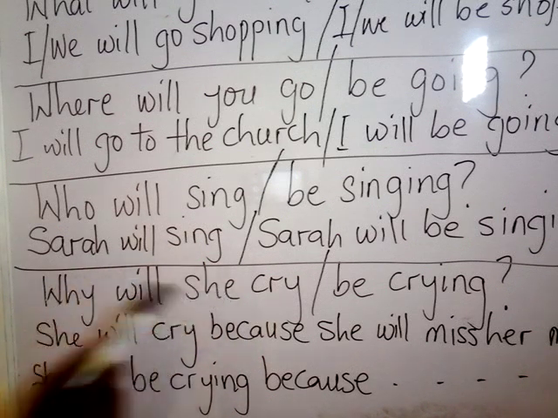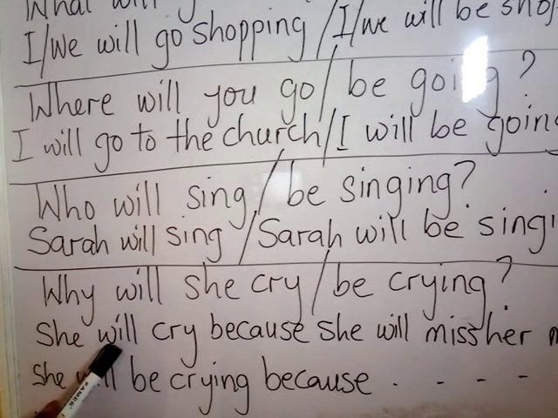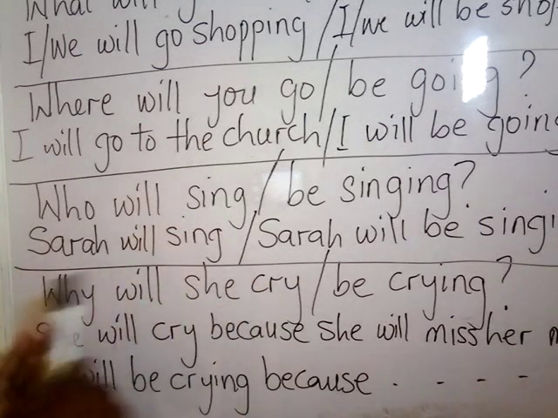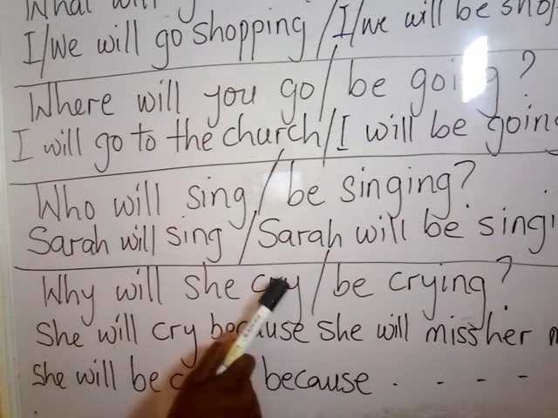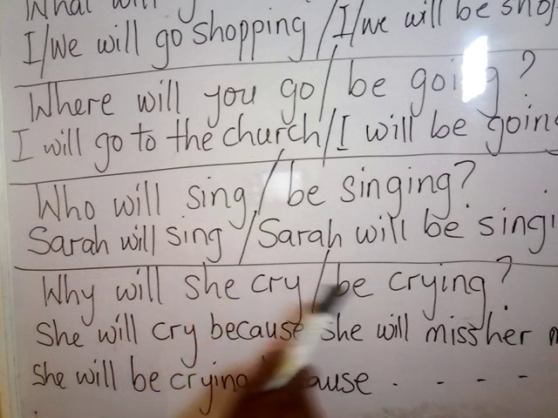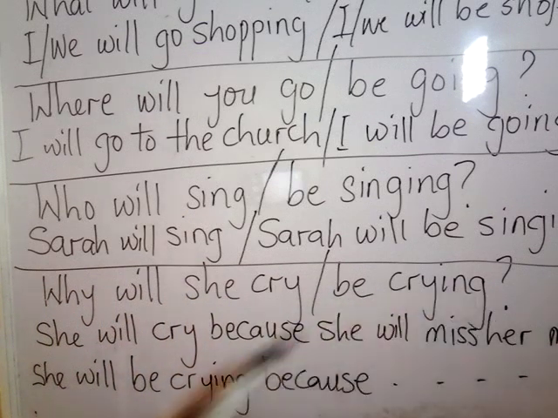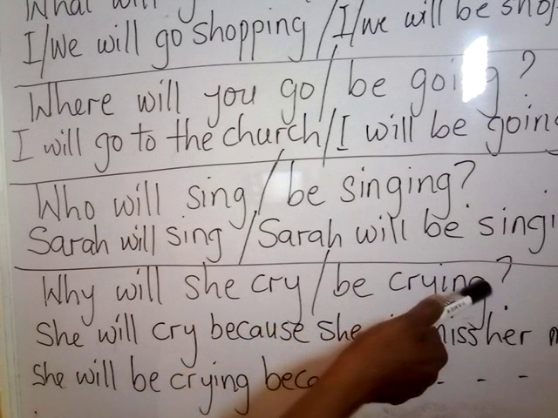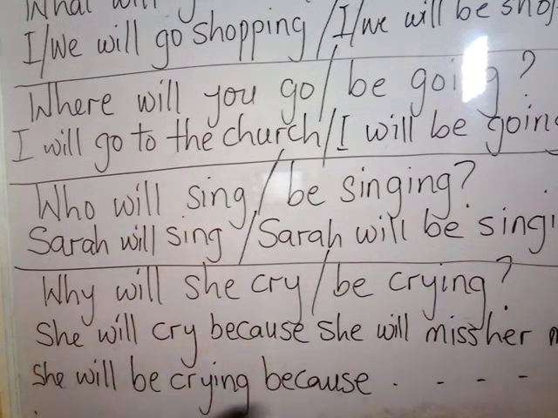Why will she? She will. You see that? Why will she cry? She will cry. You just change the positions. She will cry because. Then why will she be crying? The next question here, it says, she will be crying. You see that? So you follow the way the question is asked in order to answer it correctly. She will be crying because she will miss her mom.